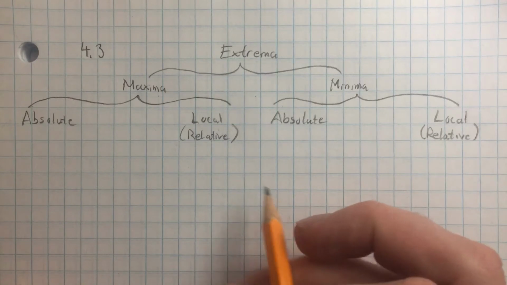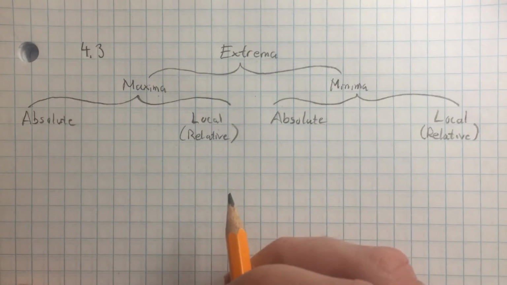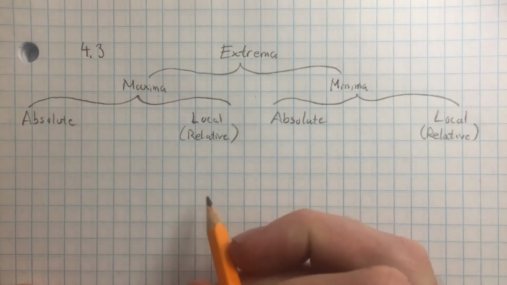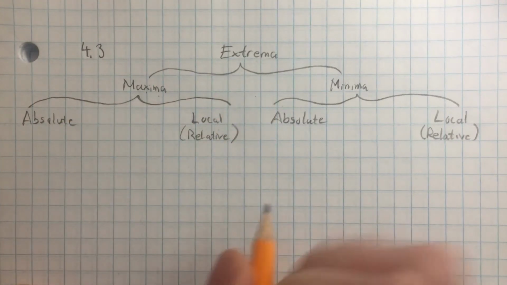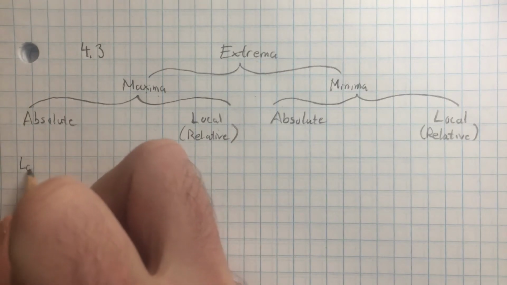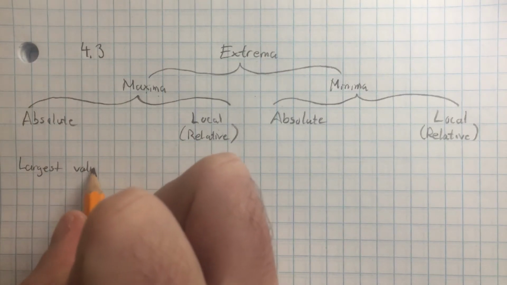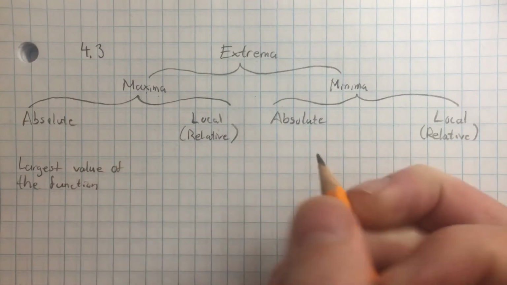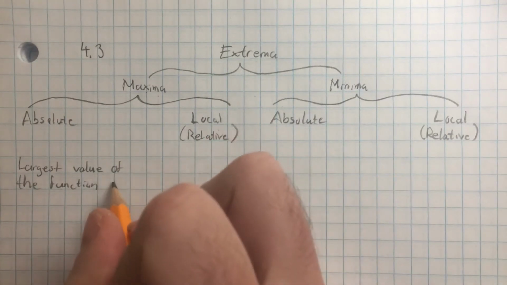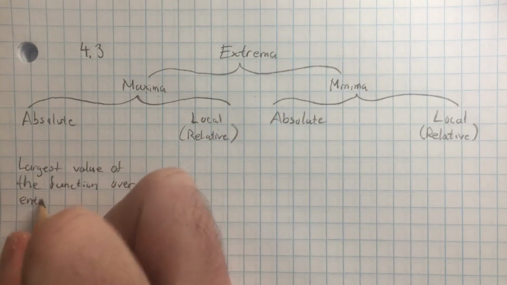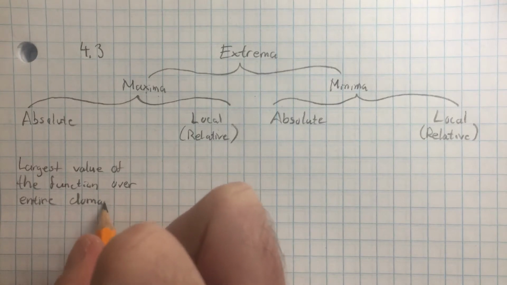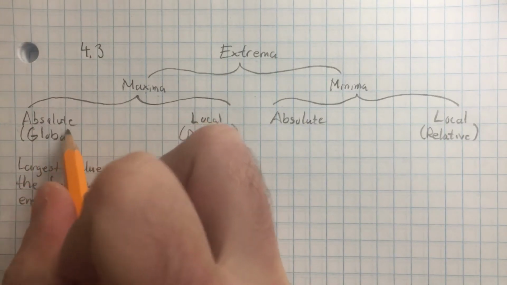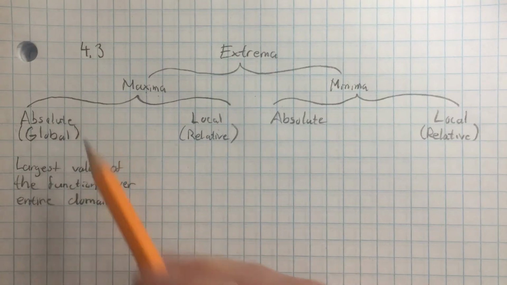So the definitions of these are somewhat cumbersome if we're very specific about the words we use. I'm going to use layman's terms here, and we will call the absolute maximum of a function the largest value of the function over the entire domain. Another word for absolute is also global, because it looks at the function as a whole in totality over the entire domain and finds the largest value for it.